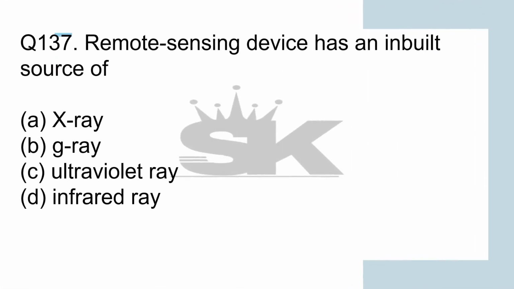Remote sensing device has an inbuilt source of infrared ray. The remote sensing device, also called the RSD, is a unique system that enables us to measure individually the emission of vehicles in motion. It has an inbuilt source of infrared ray.